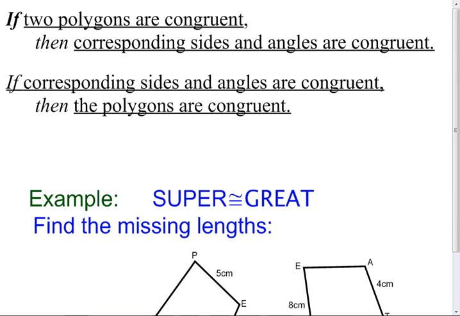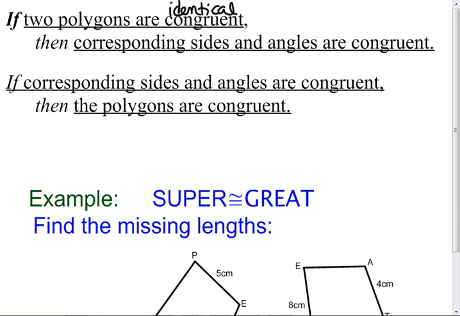Okay, this is a mouthful. If polygons are congruent, in other words, they're the same polygon, if you cut them out and put one on top of the other, they'd be identical, then their corresponding parts are congruent. Their corresponding angles are congruent. Their corresponding sides are congruent. They're exactly the same. So all the parts are congruent.